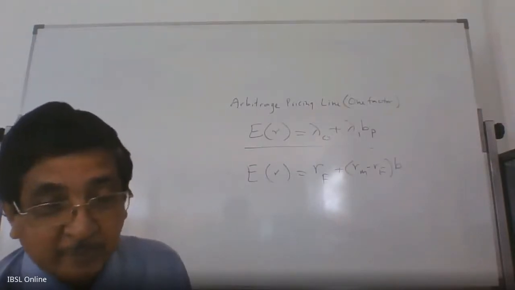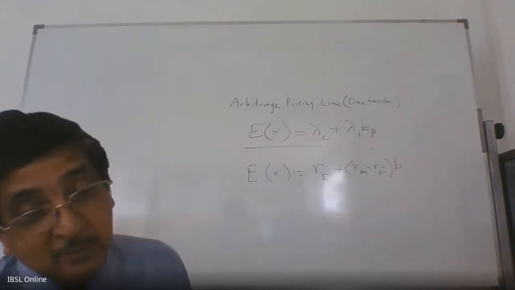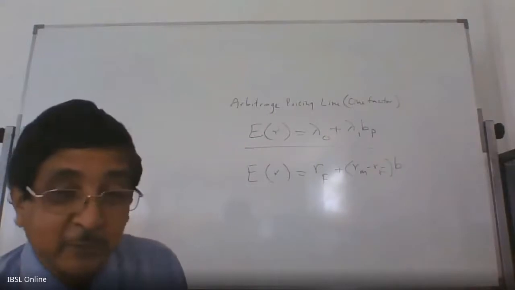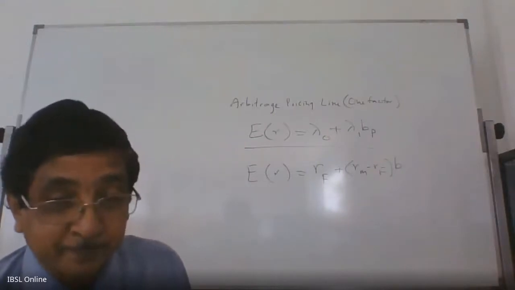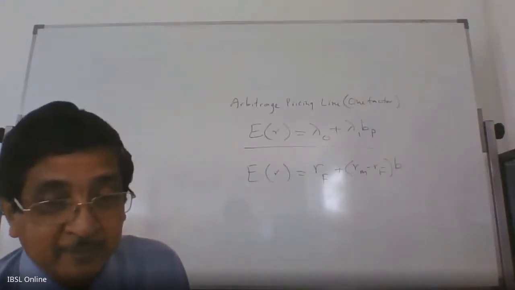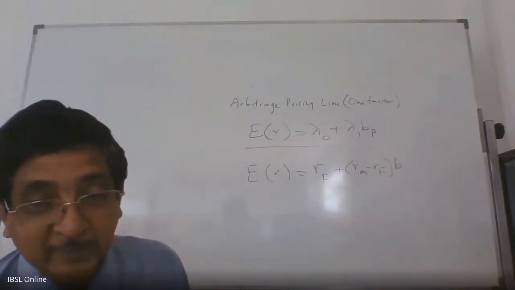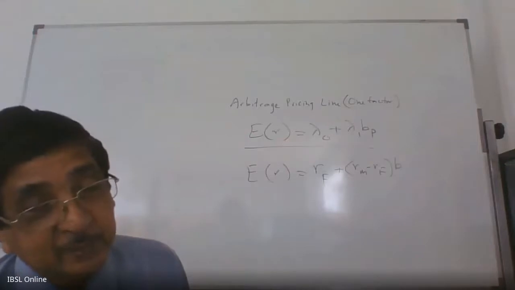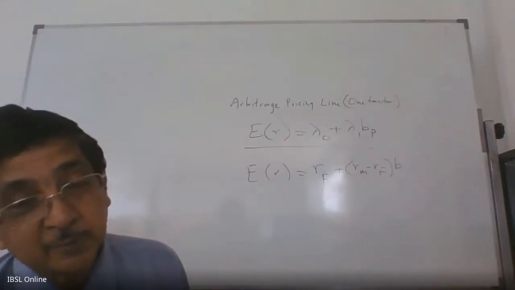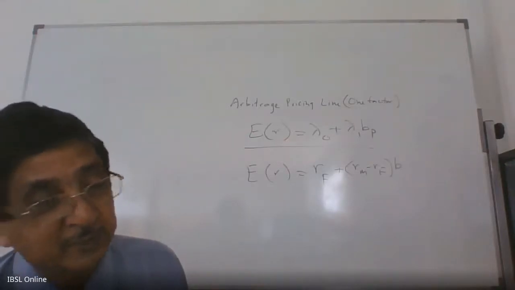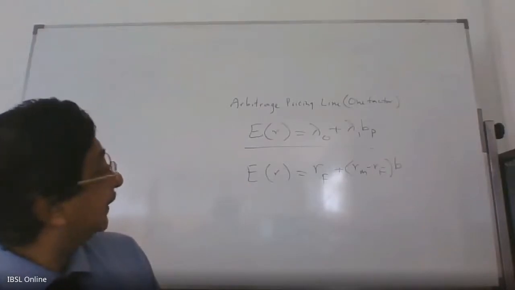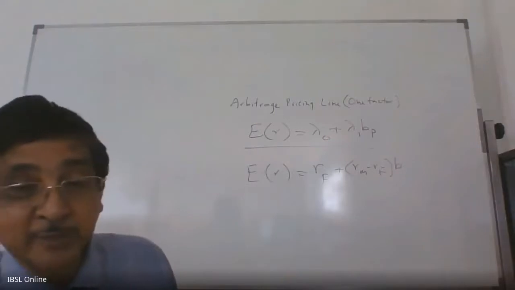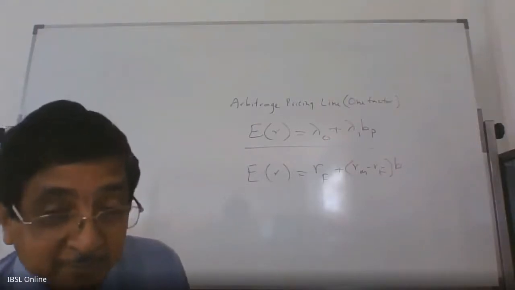RM minus RF is the market return minus the risk-free return. So we call it market premium. Lambda 1 is the market premium in that case. So if you give that details or that explanation, that is enough for the question. So you say, this is the general equation for the arbitrage pricing theory with one factor.